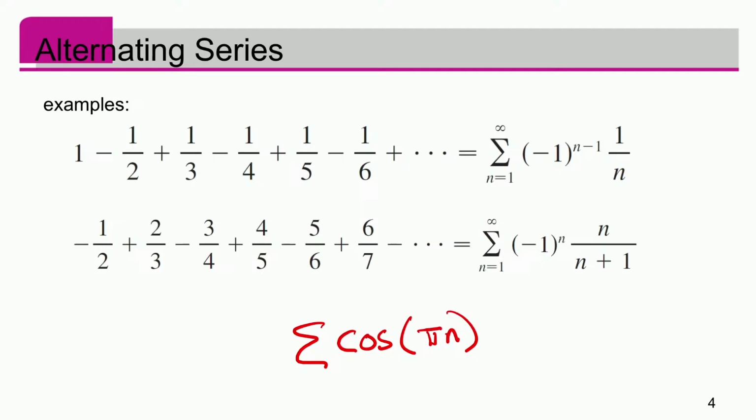Because the cosine of pi is -1, the cosine of 2 pi is +1, cosine of 3 pi is -1, and so on. So you don't necessarily have to have a -1 in the series for it to alternate. There are other ways, and this isn't the only other way, by the way. So there are other ways to get something to alternate.